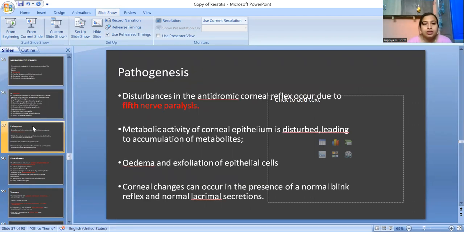Pathogenesis: there is a disturbed antidromic corneal reflex occurring due to fifth nerve paralysis. Metabolic activity of the corneal epithelium is disturbed, leading to accumulation of metabolites. Edema and exfoliation of epithelial cells occur in it, causing corneal changes. These can occur in the presence of a normal blink reflex and normal lacrimal secretions.